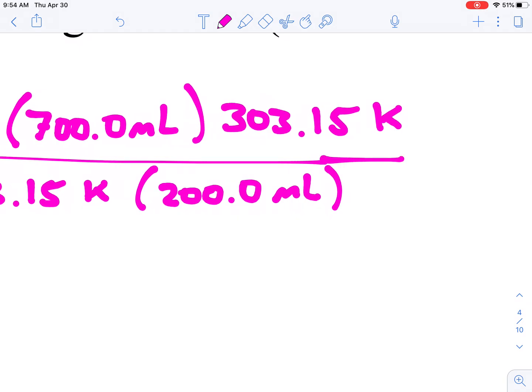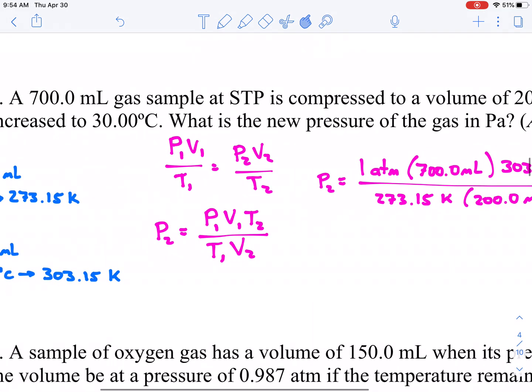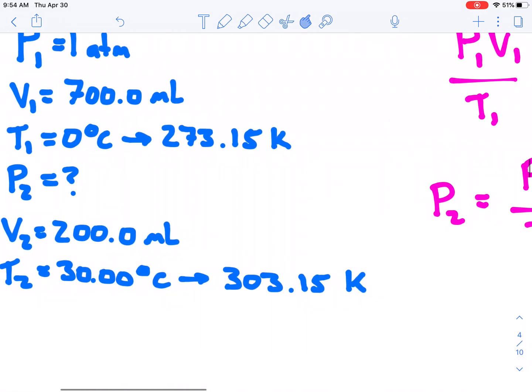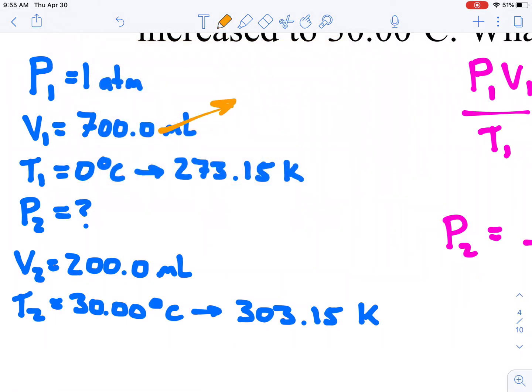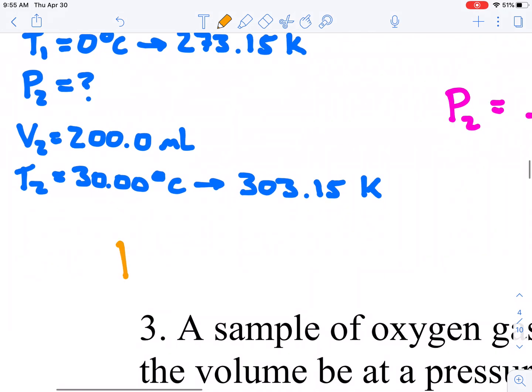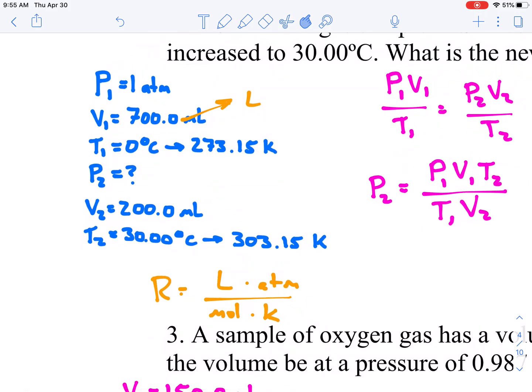So before we cancel units, there's some things that people might have questions about. Number one is, when we started this list of variables, we got in the habit of changing mL to liters. Why is that? Because R has units of liters times atm over moles times Kelvin. And so the question is, why didn't we convert these milliliters to liters? The answer is, there's no R in these problems. In these initial and final condition problems, you don't have to worry about R because it's not an ideal gas law problem. We're not comparing to some R value, we're comparing to other conditions that are given.